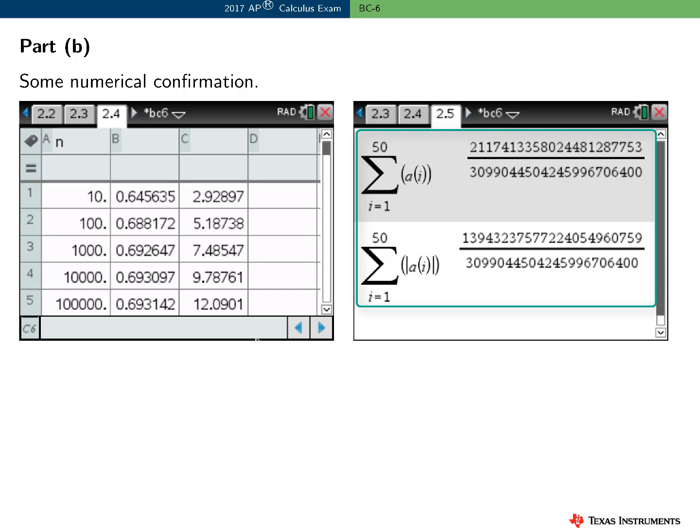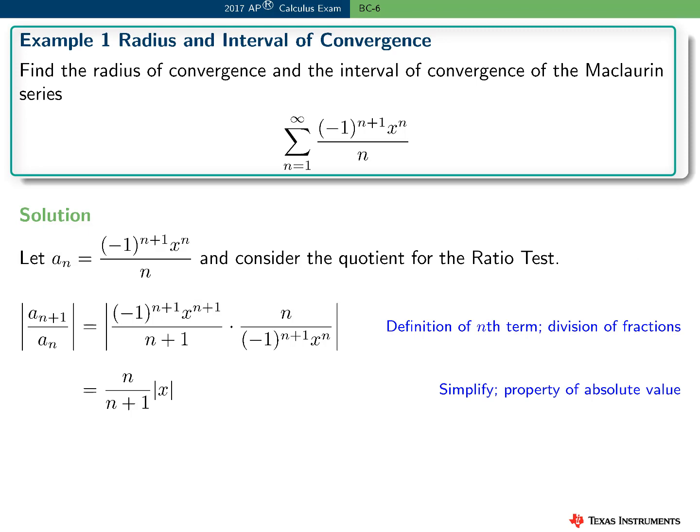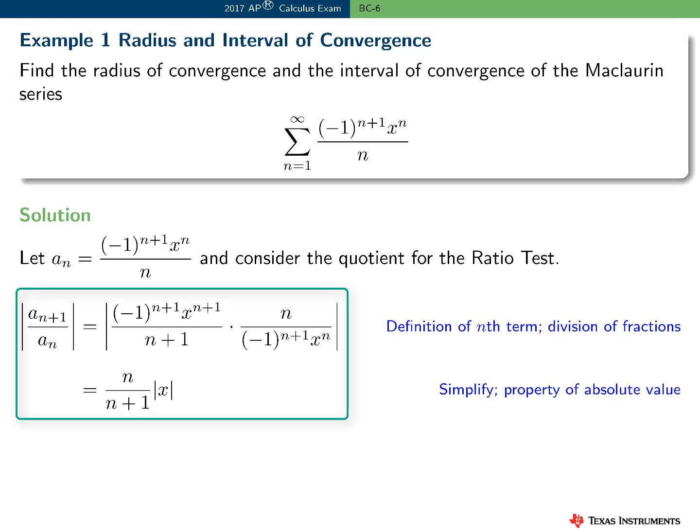Well, here at least for the first 50 terms. Here's a problem extension to this free response question. In this example, let's find the radius and interval of convergence of this Maclaurin series. Now, this is a pretty common type of question on BC. So one purpose here is to suggest a general prescriptive solution method.